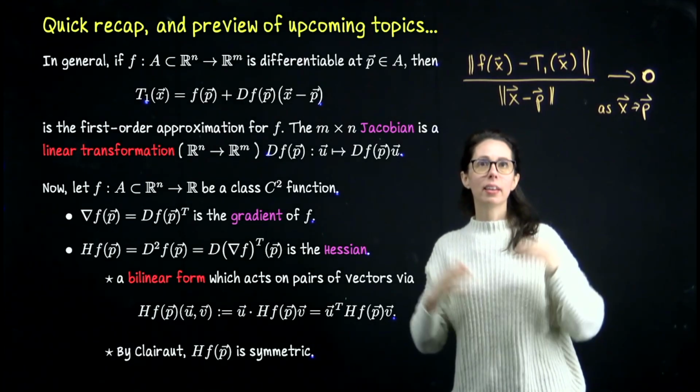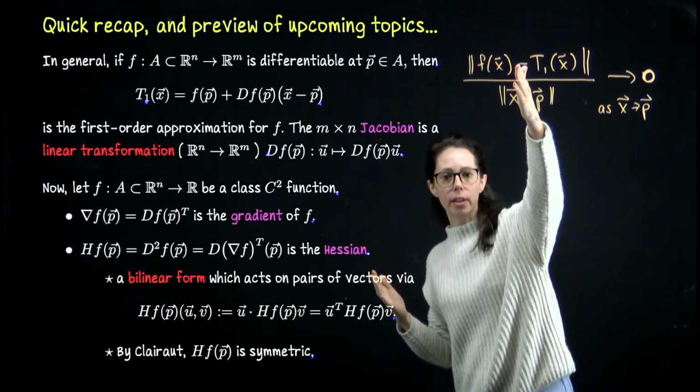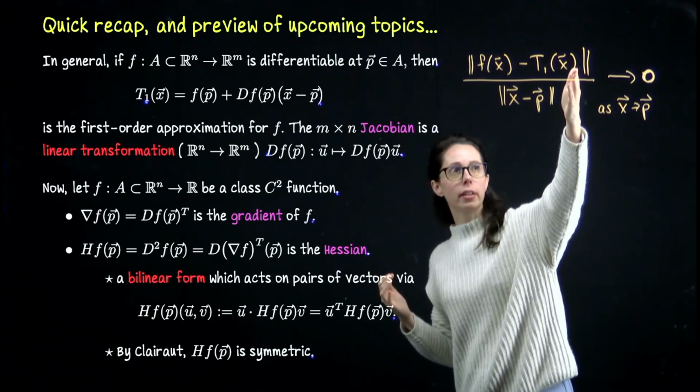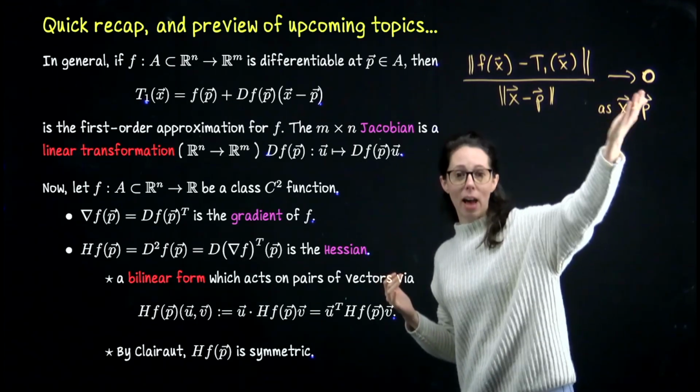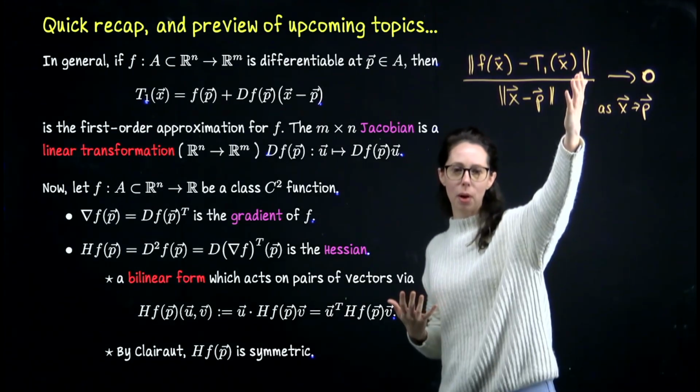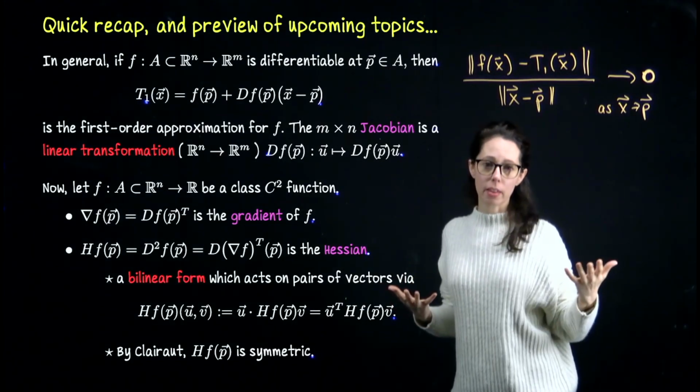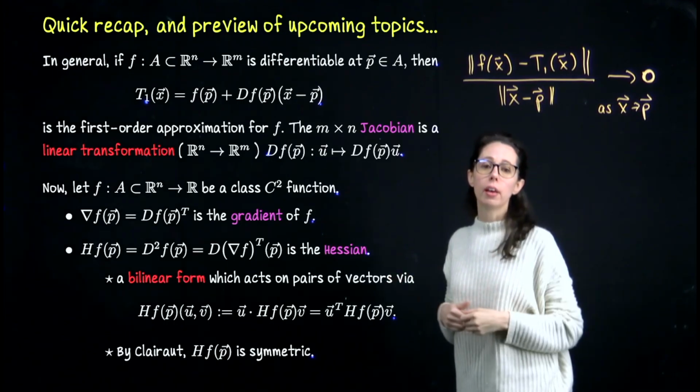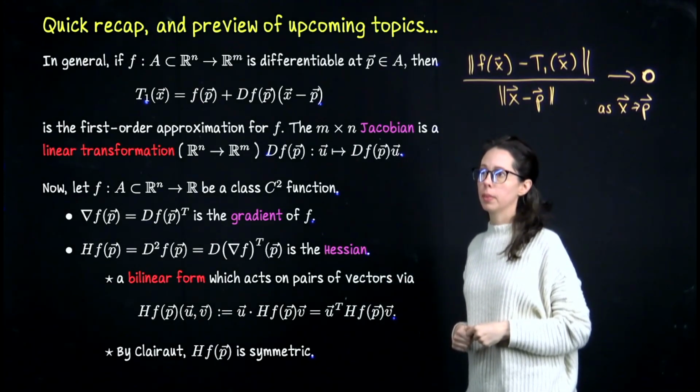So it's like the gap between our true function and its first order approximation vanishes really fast. So f is being really well approximated by its first order approximation. That's what it means to say that a function is differentiable. It has such a good first order approximation.